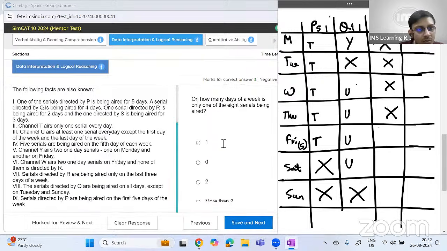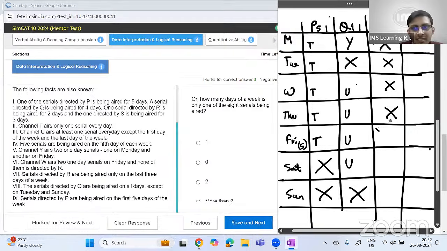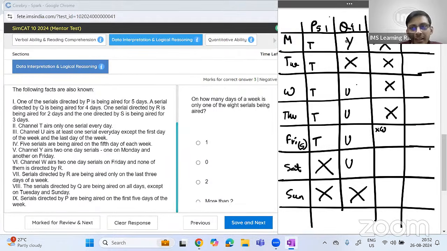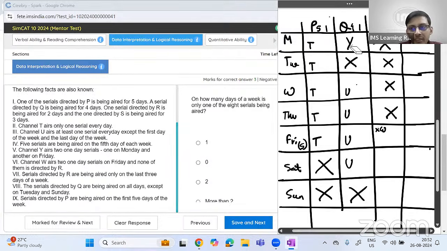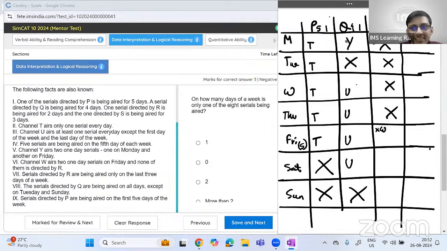Now, at least one serial. U also we need something. W on two serials on Friday, none by R. I'll just keep that here. And Y two 1 day serials, one on Monday, one on Friday. Now Friday could be for either one of these. T is remaining, U is also remaining.